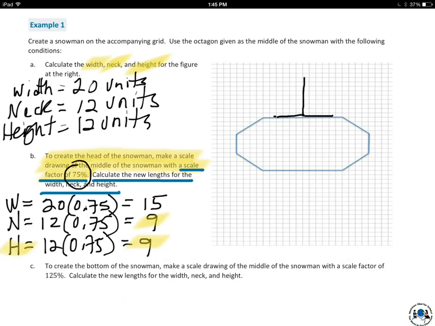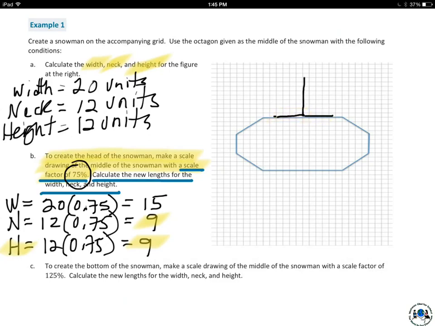Then I went ahead and took care of the neck size. It's not going to be perfect looking, because the way you split 9 into 2 pieces was 4.5 on this side and 4.5 on this side. Okay, so yeah, there we go.